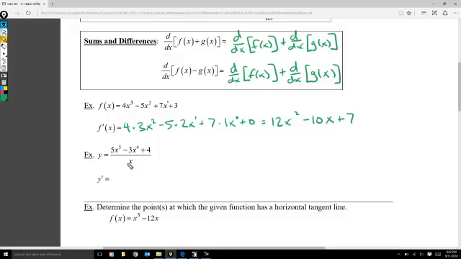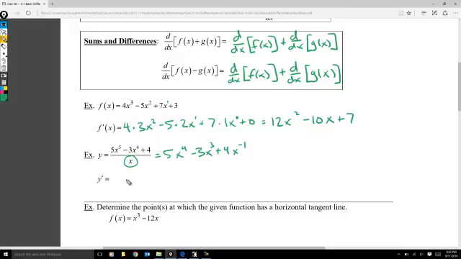Okay, in our next example, I see that I have 3 terms being divided by an x. Okay, so if you ever see this, where you just have your variable chilling by itself in the denominator, it's going to make your life a lot easier to divide each term by your variable, right? So I can divide everything by x. I'll get 5x to the 4th minus 3x cubed plus 4x to the negative 1 power.